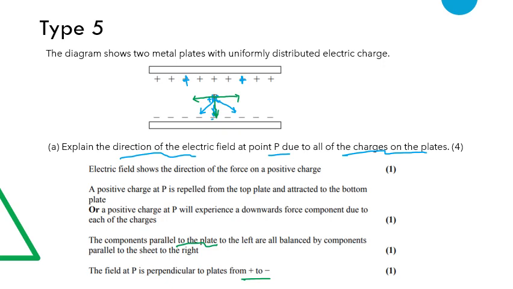So here I have taken just two charges only. Similarly, you can do with other charges also. So the components parallel to the plate to the left are all balanced by components parallel to the sheet to the right.